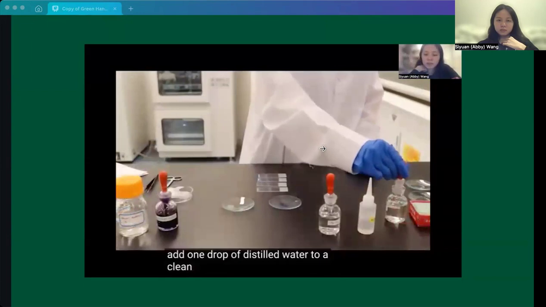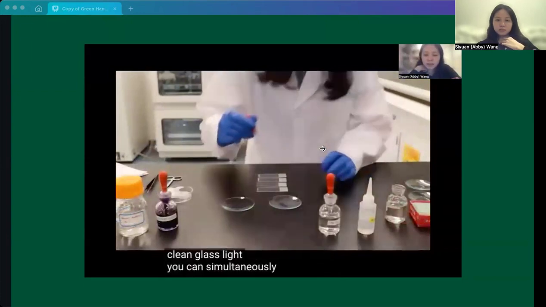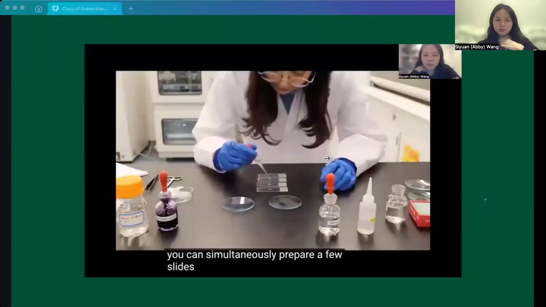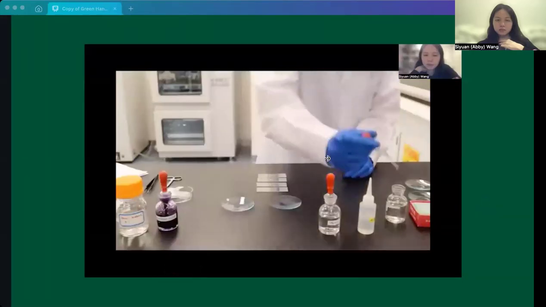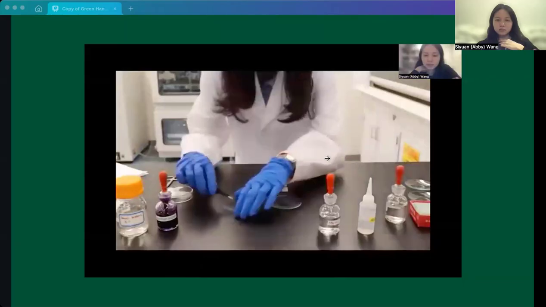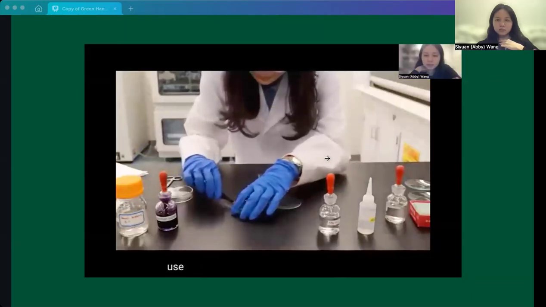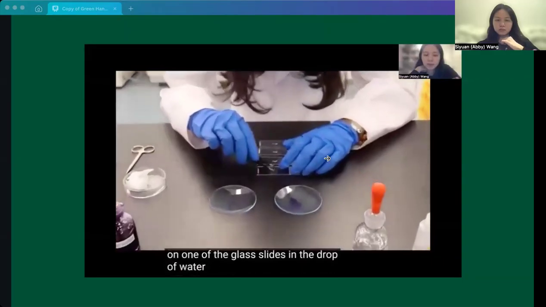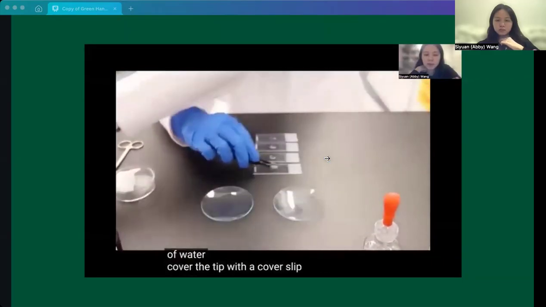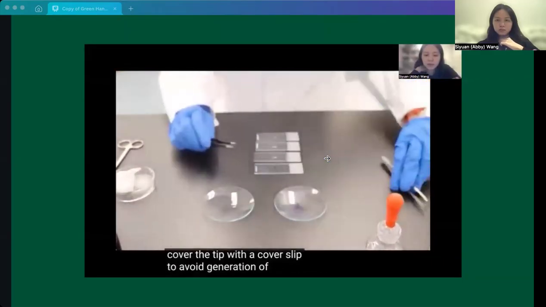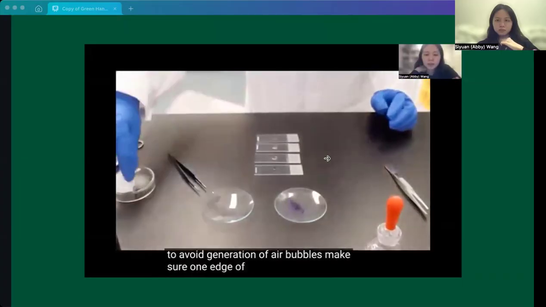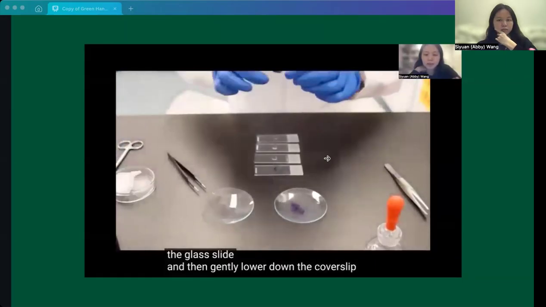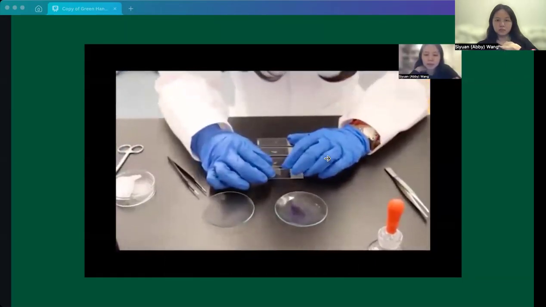Add 1 drop of distilled water to clean glass slides. You can simultaneously prepare a few slides. Use forceps to transfer 1 root tip to one of the glass slides, in the drop of water. Cover the tip with a cover slip to avoid generation of air bubbles. Make sure 1 edge of the cover slip touches the glass slide, and then gently lower down the cover slip.